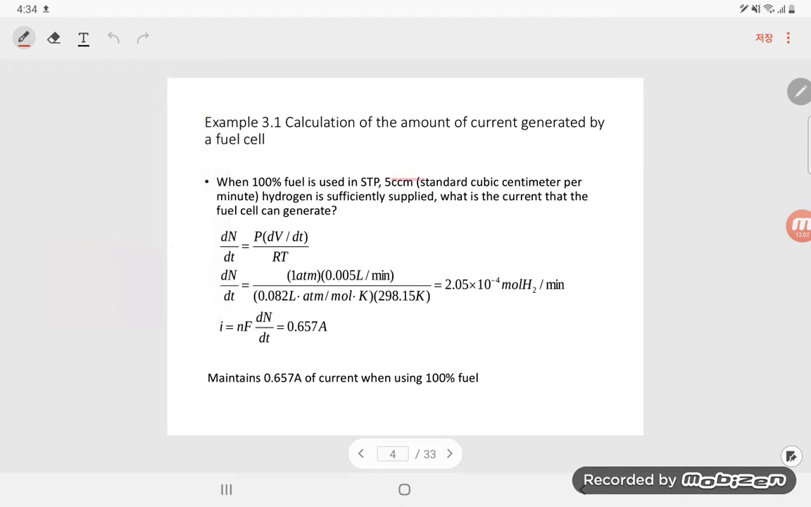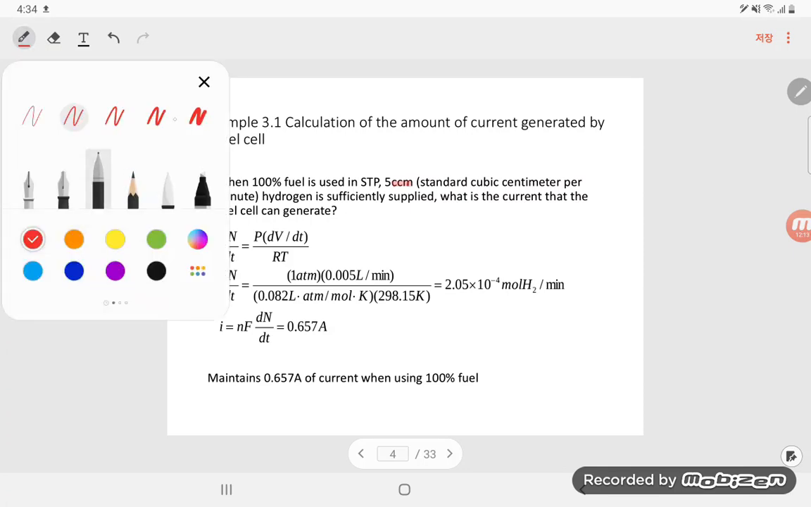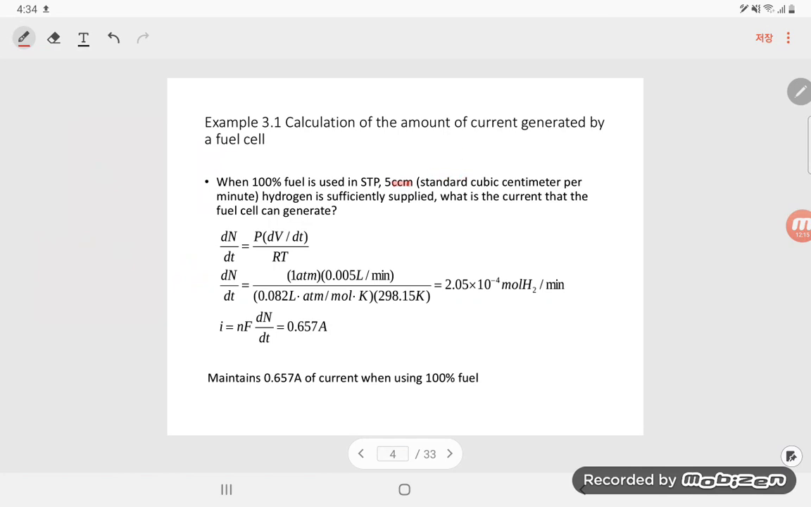Here, let's check the CCM first. CCM is a standard cubic centimeter, right? Standard cubic centimeter means the volume of 1 centimeter cubed. So this is the cubic, and this volume means the cc, right? 1 cc, and the m means per minute. So we can rewrite this as 5 cubic centimeter per minute.